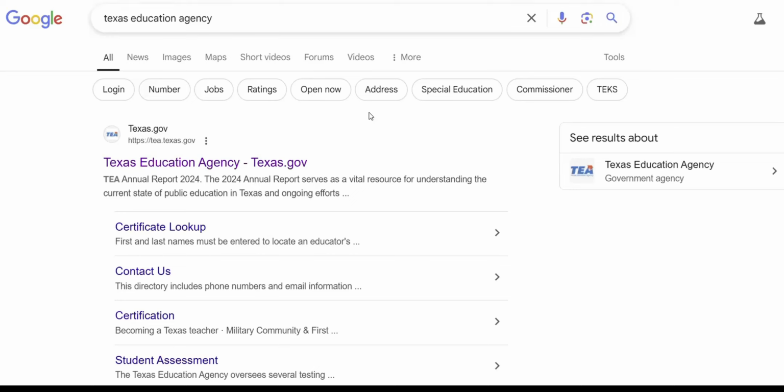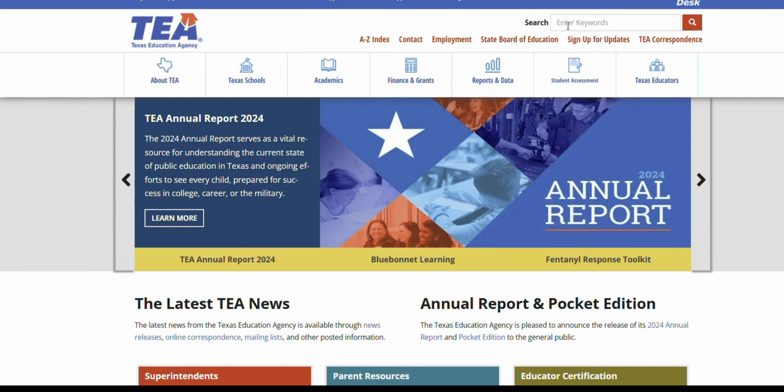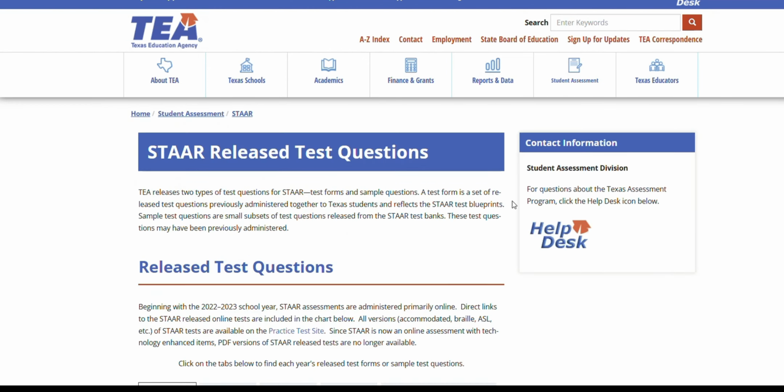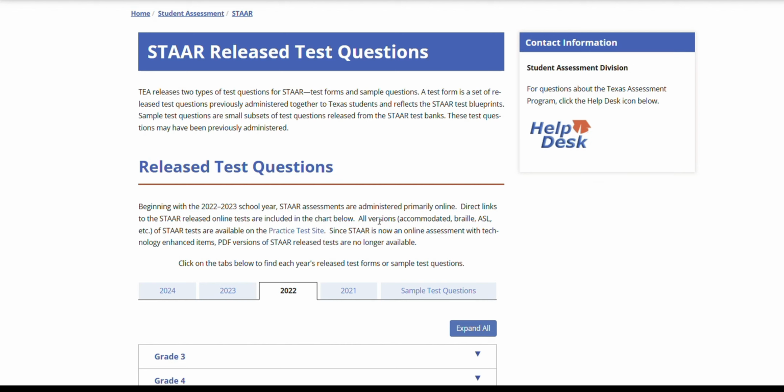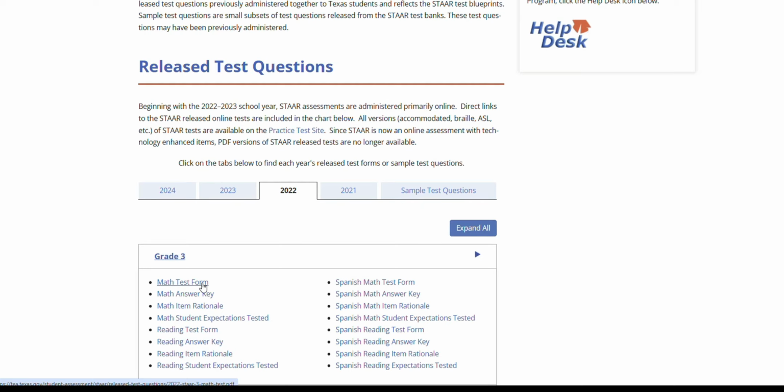We're going to search for the Texas Education Agency on Google. Once we're on the Texas Education Agency website, we'll search for STAAR release test questions. We'll then select the 2022 tab, and from there, choose the grade level 3rd, 4th, and so on to locate the math test form.